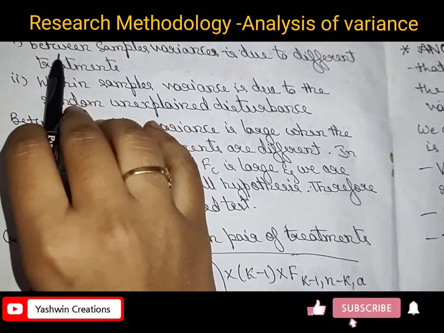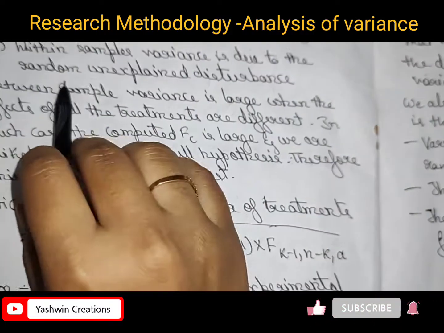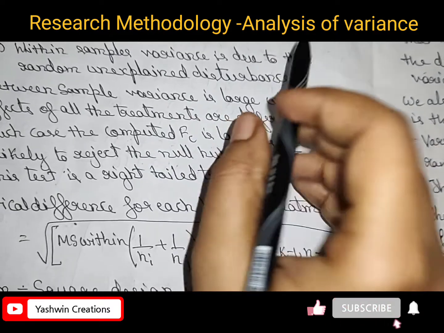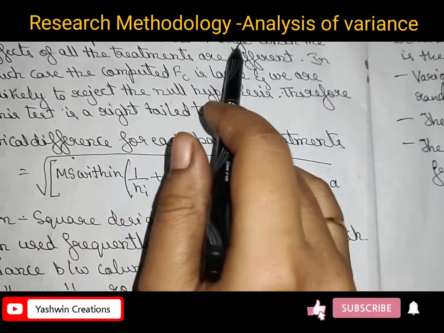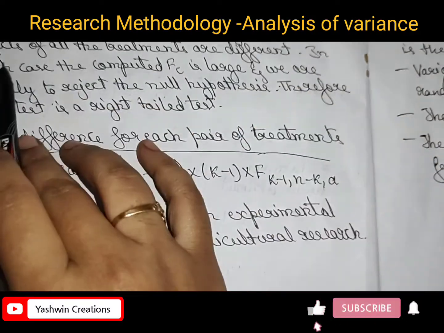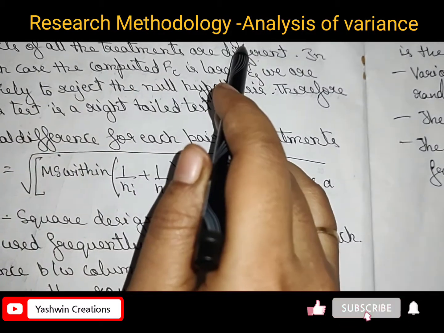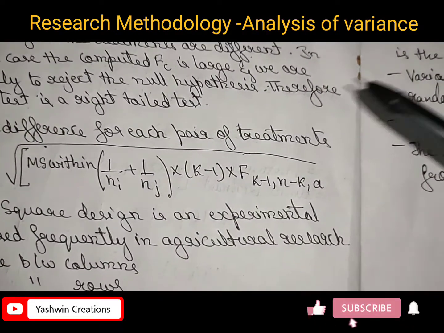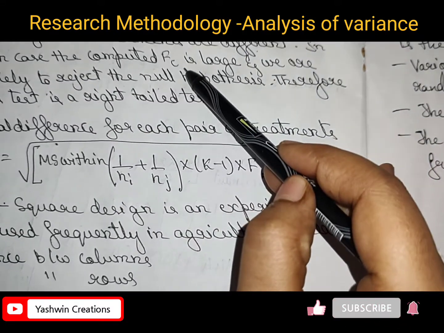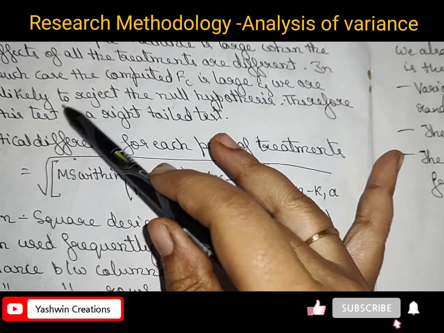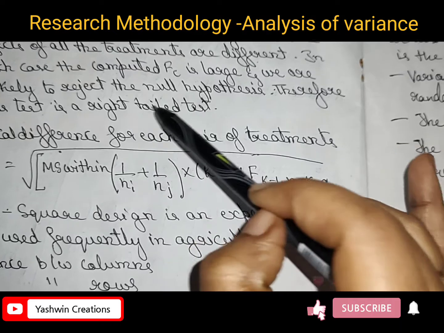Total variance, that is between sample variance, is due to different treatments. Within sample variance is due to the random unexplained disturbance, okay. This I told in the beginning only. Between sample variance is large when the effects of all the treatments are different. In such case the computed FC is large and we are likely to reject the null hypothesis. Therefore this test is a right-tailed test, okay.